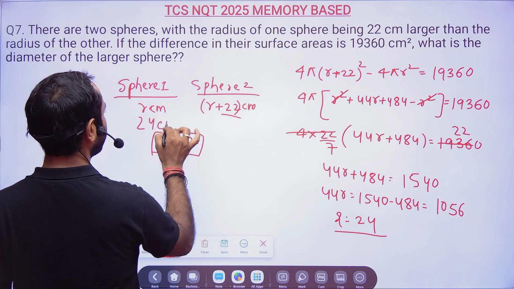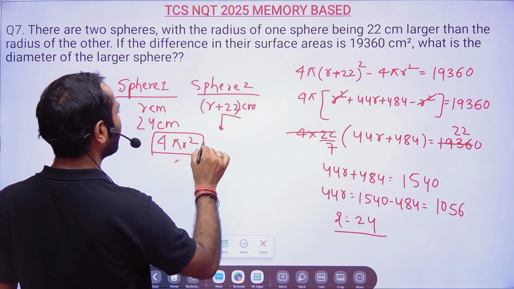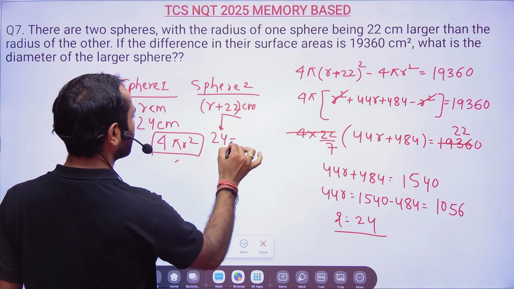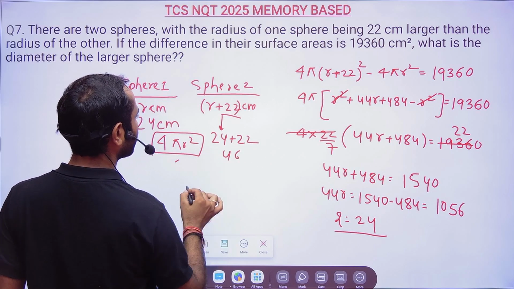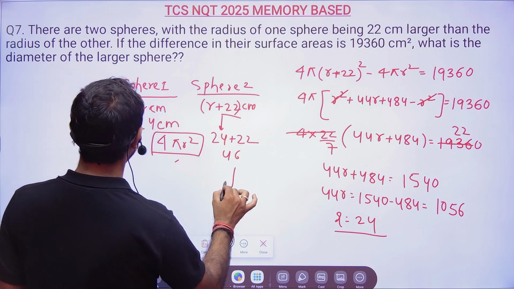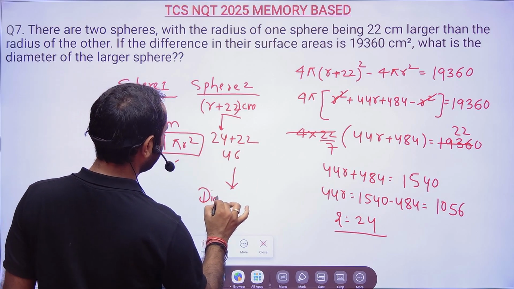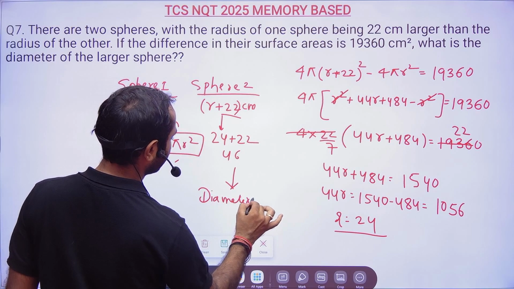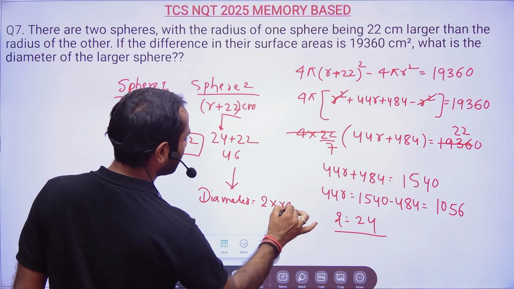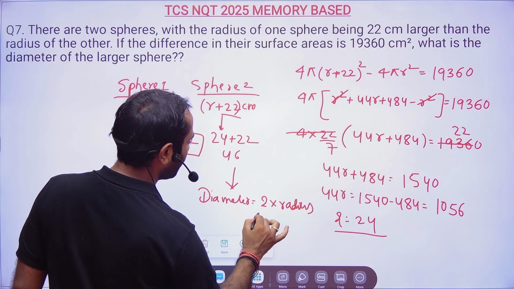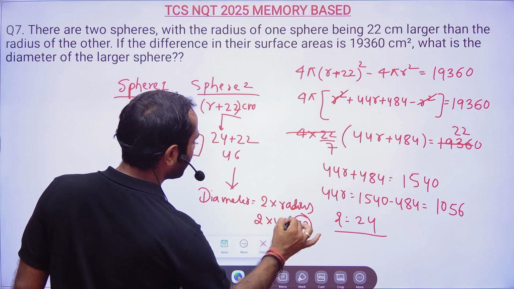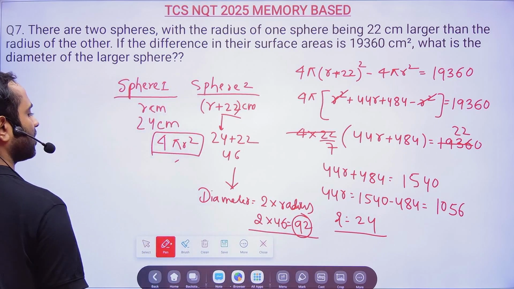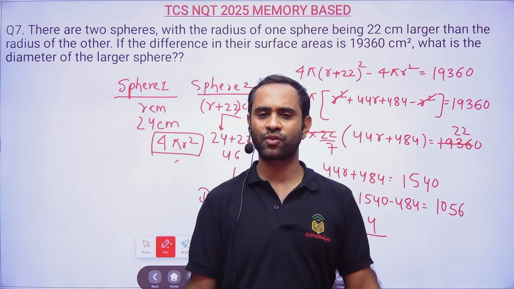So 24 centimeter. So unit you see, friends. So 24 plus 22 will be nothing but 46. And they are asking what is the diameter. So friends, diameter will be equal to 2 times the radius. So 2 into 46 will be nothing but equal to 92. 92 will become the correct answer for this particular question number 7, right? So this was what was asked.